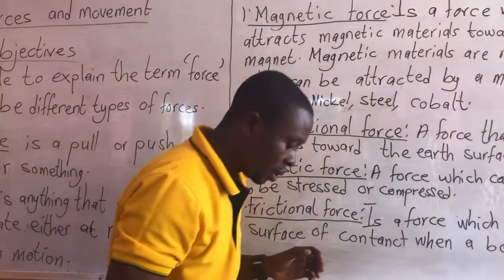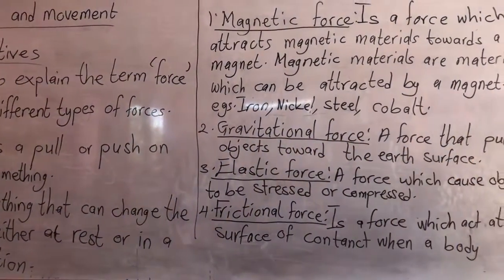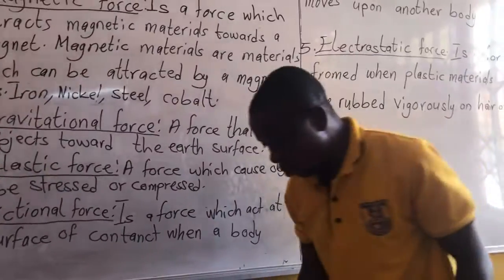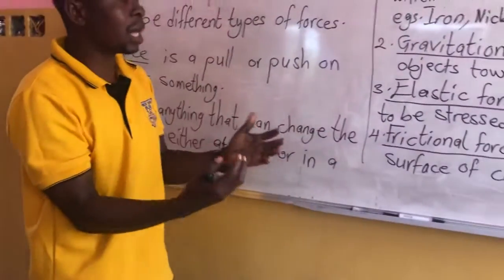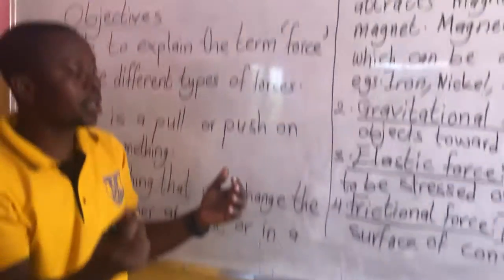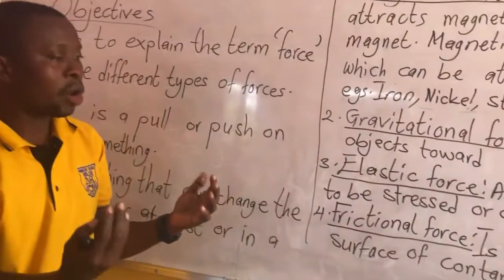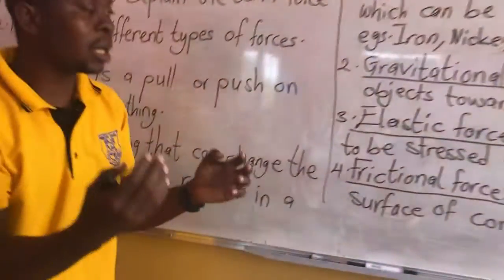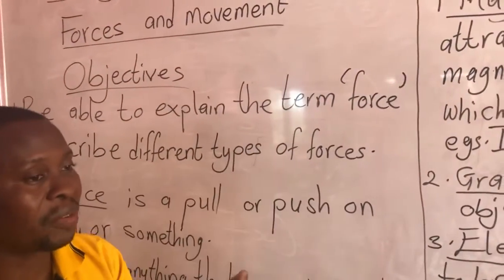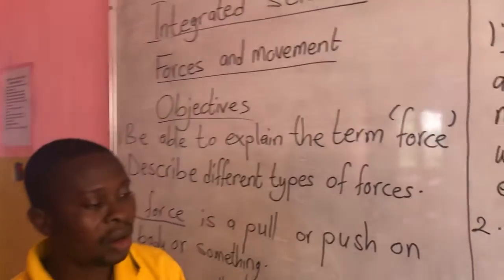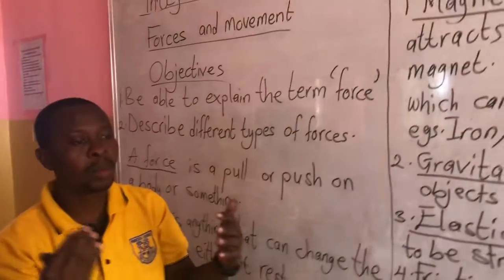For example, when I'm walking on the floor, or let's say I'm rolling my leg on the floor, the force that acts between the sole of my shoe and the surface of the ground is what we call a frictional force. An example is in the brakes of cars, or even bicycle brakes. The force that acts at the contact of the surface is what we call frictional force, and this force opposes motion.